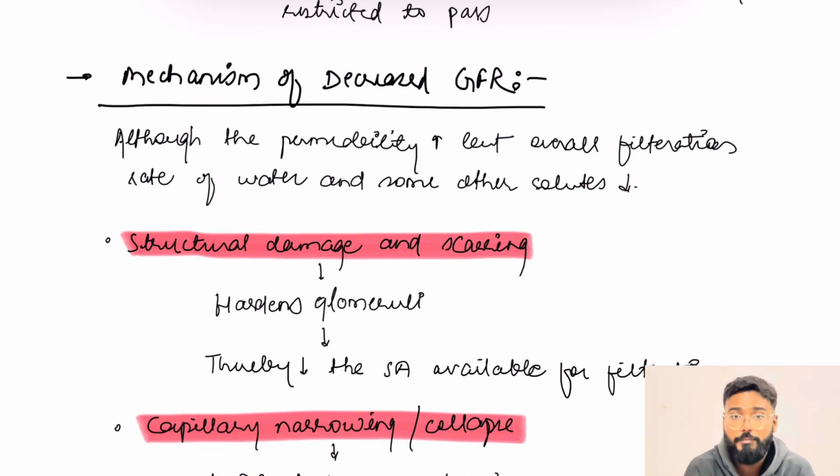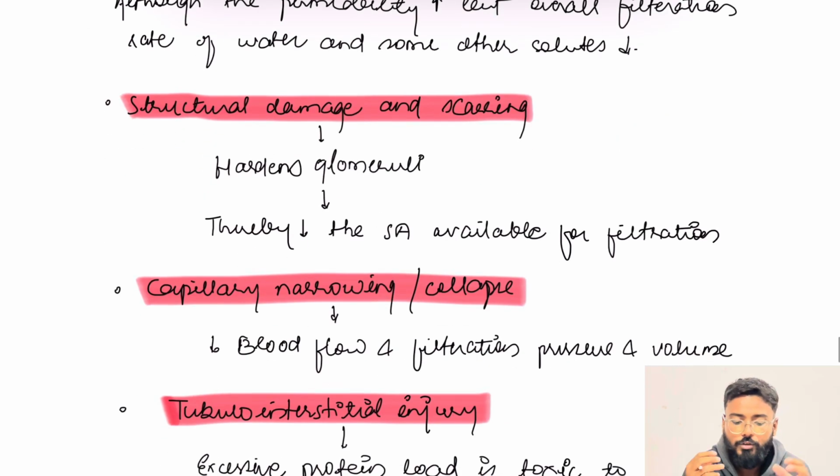So what is the mechanism behind decrease in GFR? Although because of increase in pore size there is increased permeability, you must think that this is going to increase the filtration and filtration rate, and there will be more filtrate. But this is not how it happens. Along with that there is structural damage and scarring.